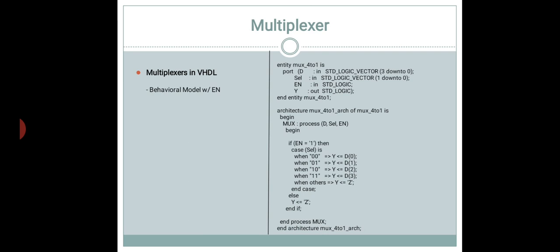If enable is equal to 1, then depending upon the case statement, case select is when 00, then y gets value D of 0. When 01, these are the choices for the select line, and according to them the output will be chosen. So this way, with the help of the case statement, we can give different choices, and according to that, the input will be assigned to a particular output.